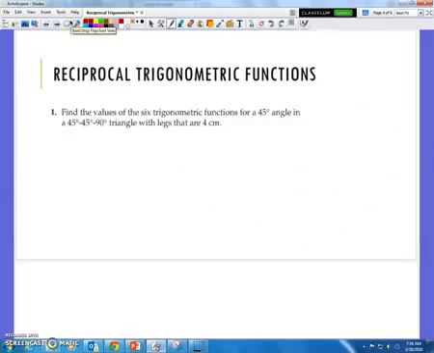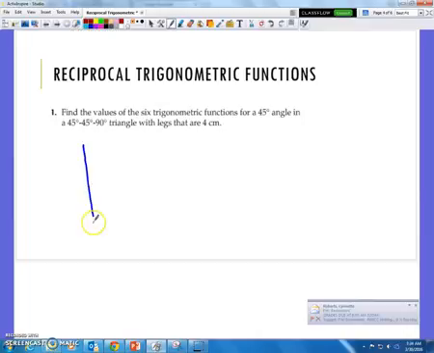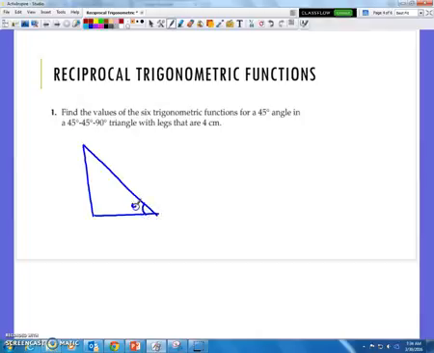Find the values of the six trigonometric functions for a 45-degree angle and a 45-45 triangle with legs that are 4 centimeters. Okay, so I'm a visual person, so what I'm going to start with is just a nice 45-45-90-degree triangle. It's a nice little sketch there. Obviously, these are the 45-degree angles on the side, and my right angle is here in the corner. And it says that my legs are 4 centimeters long.